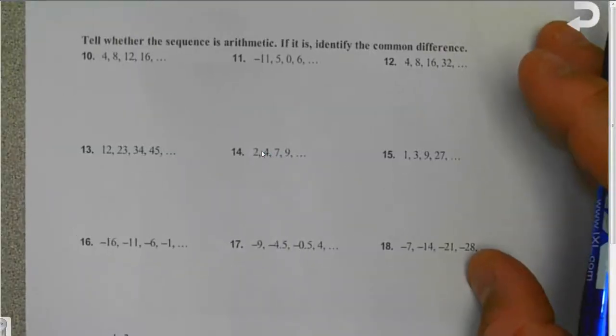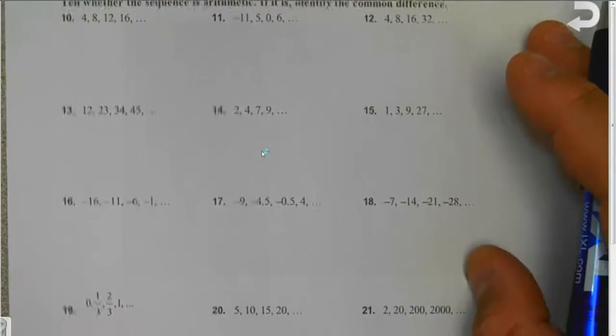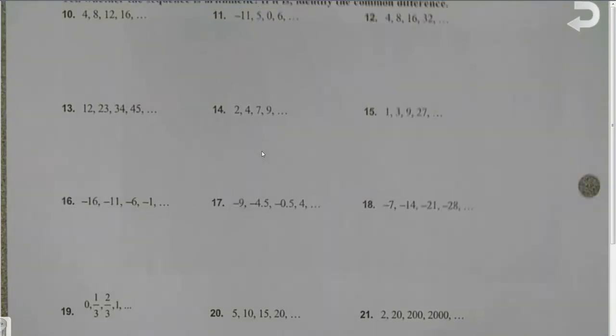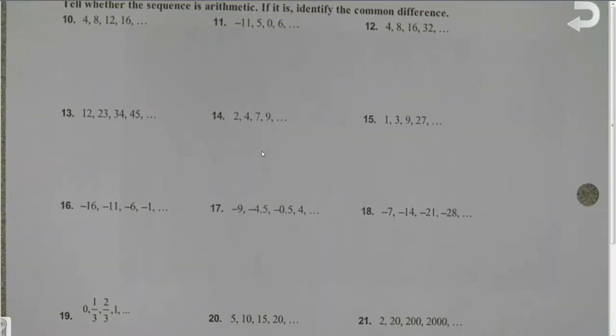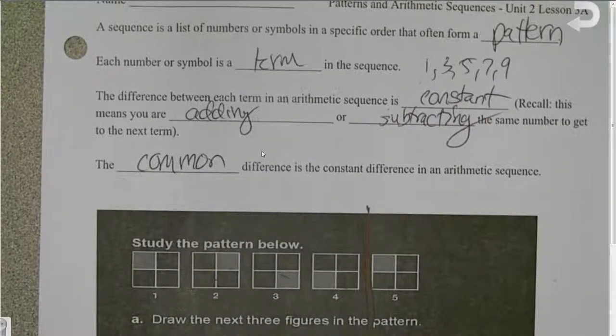But if you can't find a common addition, subtraction, multiplication, or division for 10 through 21, don't worry about it. Don't do the problem. Put, no common difference. Okay? Just be able to tell me what the common difference is. If it doesn't have one, then put none. All right? You can do that for homework, or you can wait till class tomorrow. Completely your choice. But I definitely wanted to take just a quick couple minutes to touch on patterns.